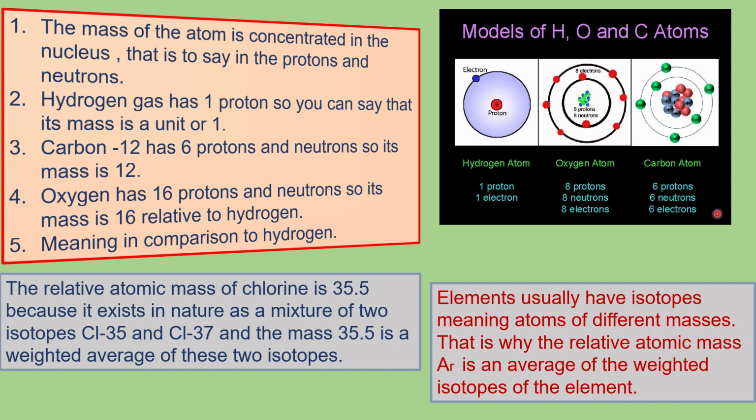Carbon atom has 6 protons and 6 neutrons, so its mass is 12, in comparison to the hydrogen atom.